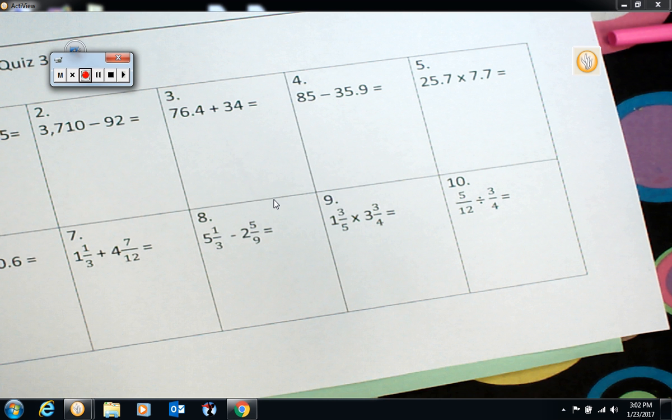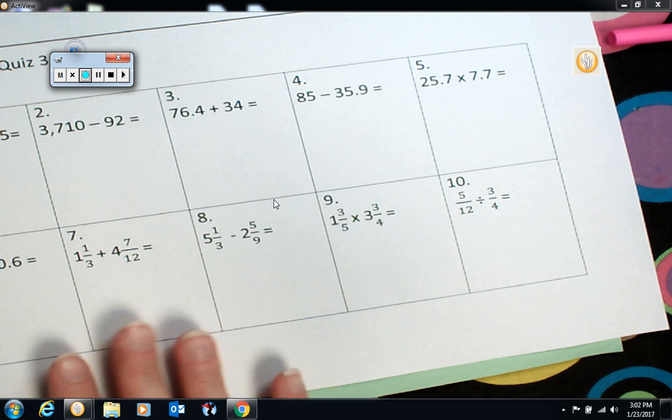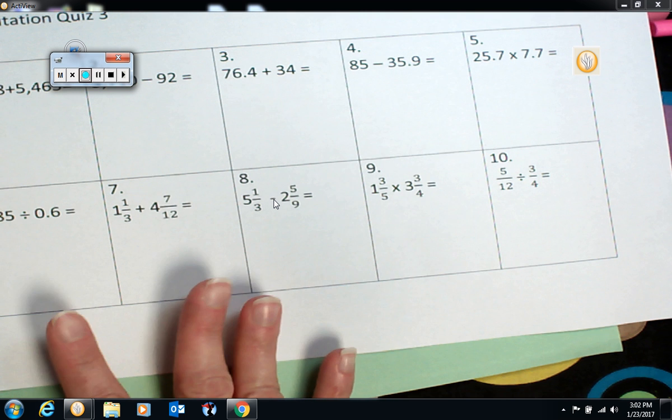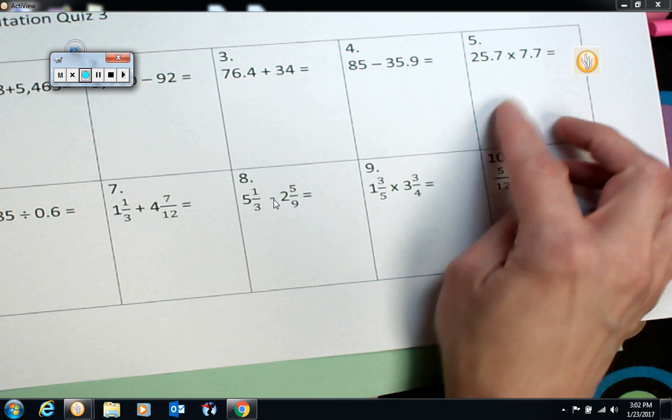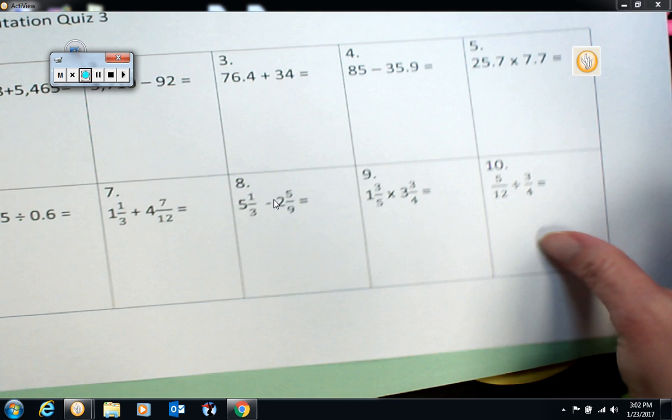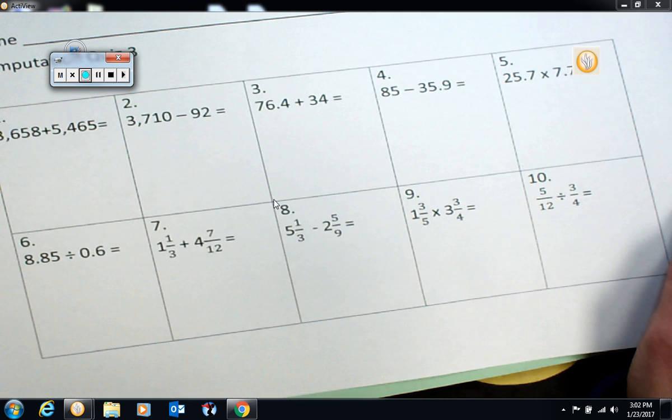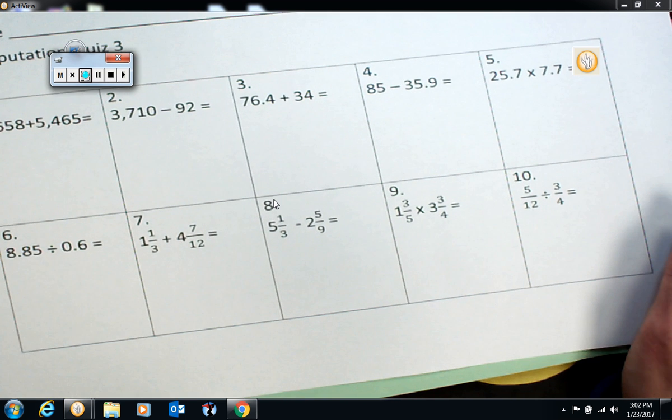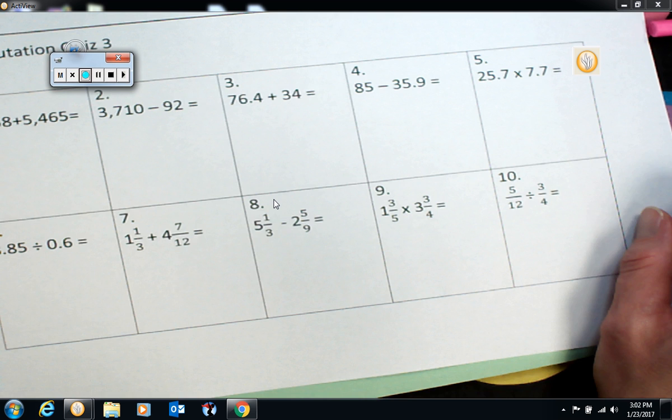Some of us are having a hard time remembering all of our rules for solving problems with fractions and decimals that we learned last semester. So I took computation quiz 3, and I'm going to solve beginning with number 5 through 10. 1 through 4 we seem to have done really well. Adding and subtracting whole numbers and adding and subtracting decimals, we are really rocking and rolling on those. So we're going to start on number 5.